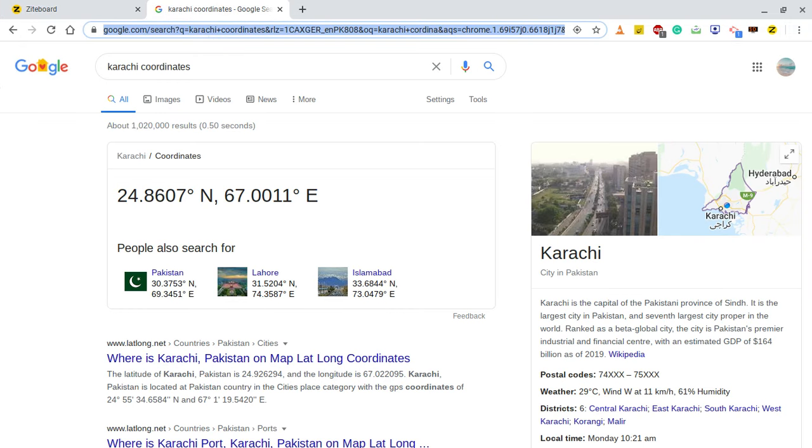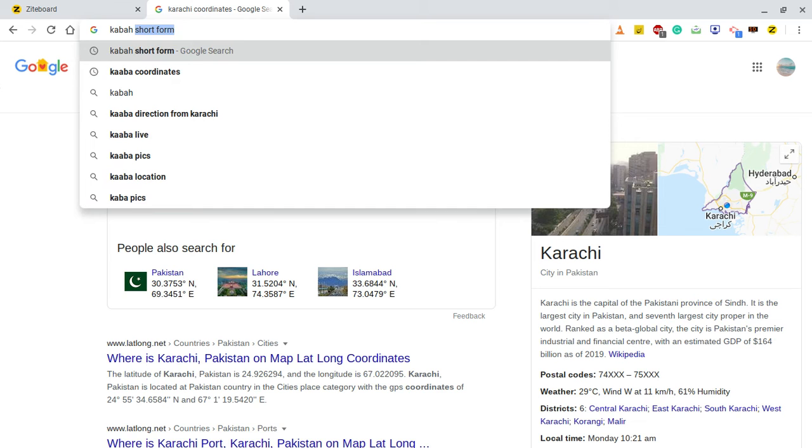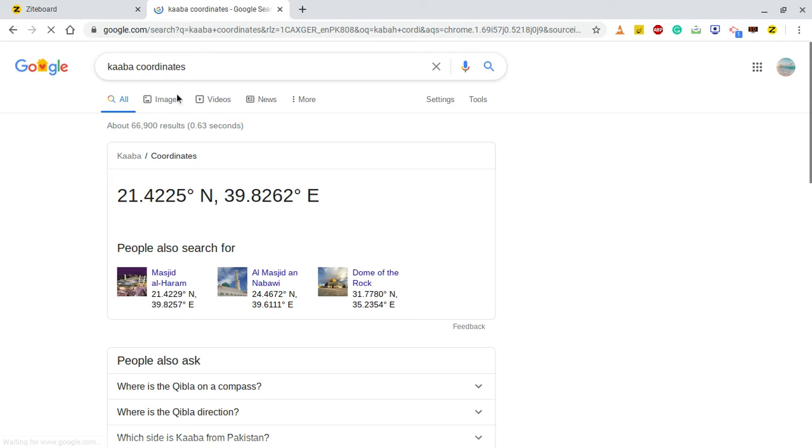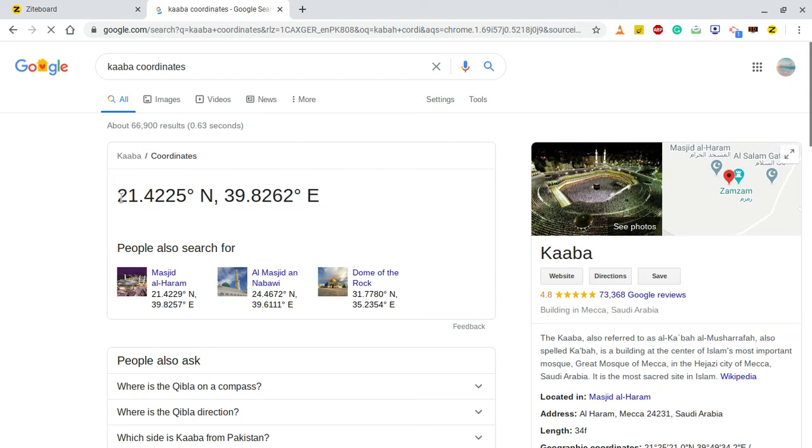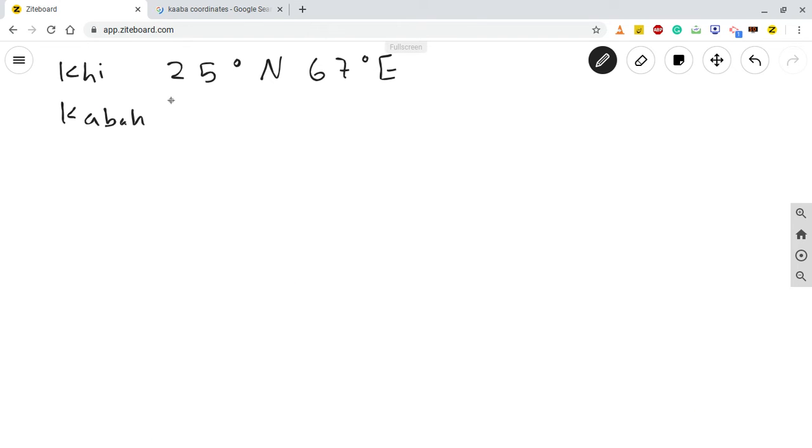Okay. And the next step is you have to find out the coordinates of Kaaba. So we come here and we do Kaaba coordinates. And it says that it's 21 degrees north and 40 degrees east. So it's 21 and 40. So we come here and write 21 degrees north and 40 degrees east.